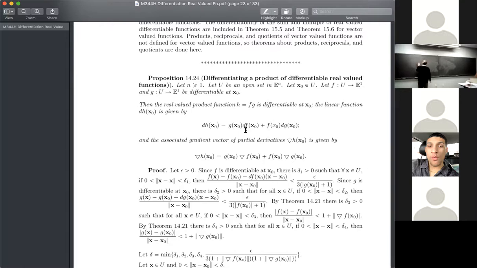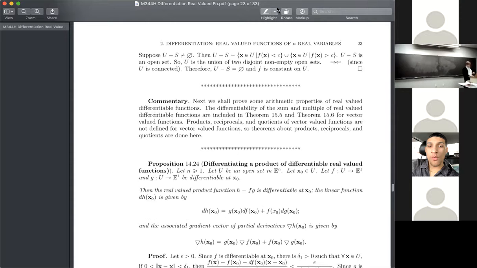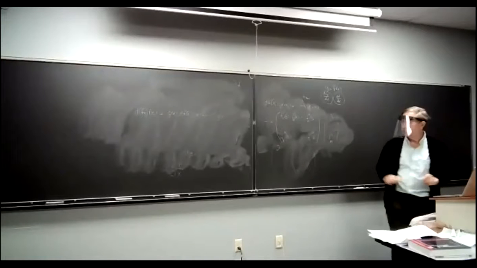So what I wrote is dH. Here I'm going to write d(fg) at x naught. What I wrote is g of x naught times df of x naught, and I'll show you all here in a second, plus f of x naught times dg of x naught. This is what is on the middle of the screen on page 23 for you at home, and I'm going to get off that now so you'll see the screen here.